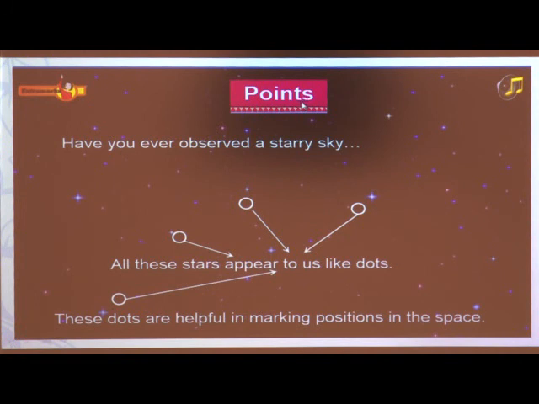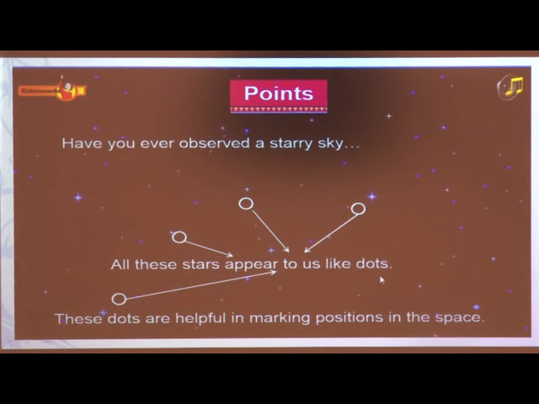So let us see about points. Students, have you ever observed a starry sky? It means a sky full of stars. You can see the stars are shining, twinkling. All these stars appear to us like dots. As you know, there is a particular shape for a star, but we do not find the star in that shape. As we are seeing the stars from the earth, it appears only as a shining dot.